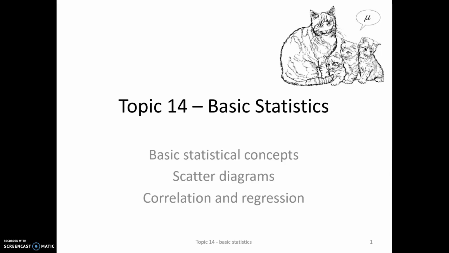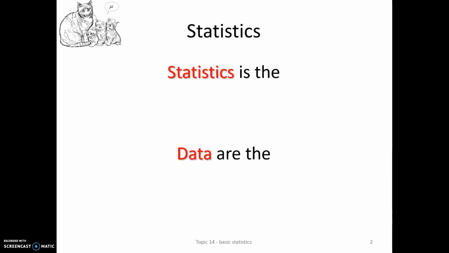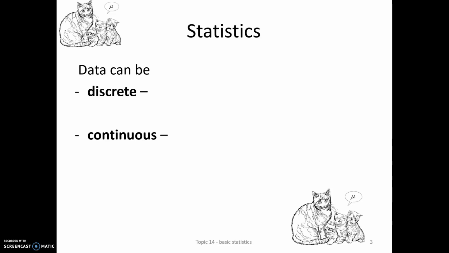In this video we will cover the basic statistical concepts, and in topic 14 class 2 we'll cover scatter diagrams and correlation and regression. Statistics is simply a collection of data. It could be displaying that data, or it could be analysing the data. And when we mean data, we're talking about numbers, the information that we've got that may have come from some investigation. Now, this data could be discrete or it could be continuous.